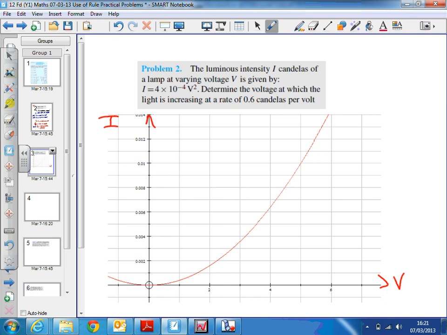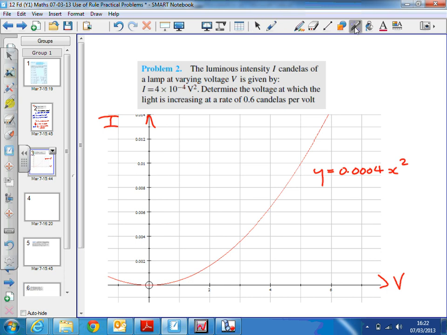4 times 10 to the minus 4. Again, this 4 times 10 to the minus 4 is just a number. It moves the decimal point back 4 places, 0.0004 is another way we could write it. So what I've done is, on Autograph, I've plotted, instead of I, I've had to put in y equals, because it only recognises x and y, 0.0004, which is the 4 times 10 to the minus 4, x squared. So I plot that, and I've got this function that you're looking at now.